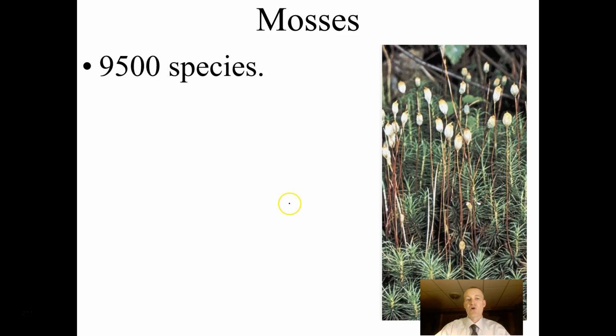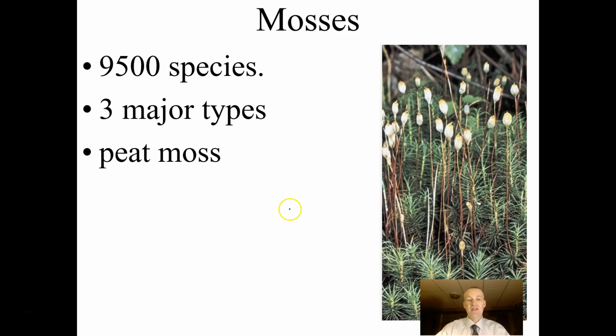So mosses are our next group of bryophytes. There's about 9,500 species of those. And there's three major types that you may come in contact with.